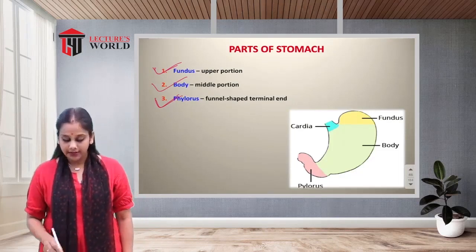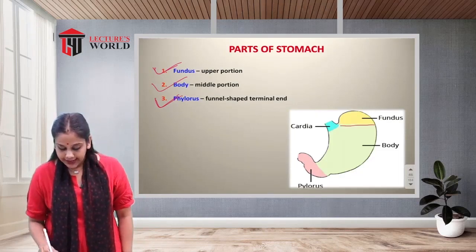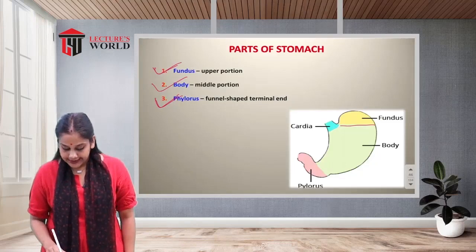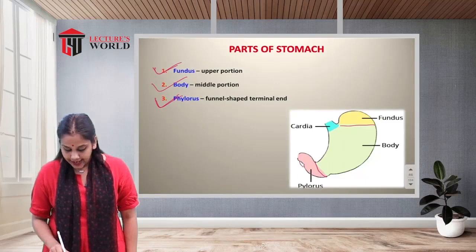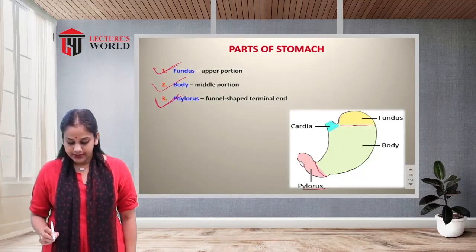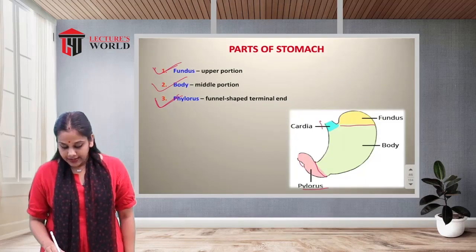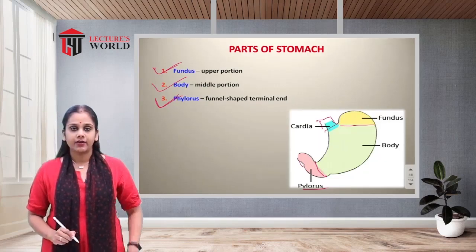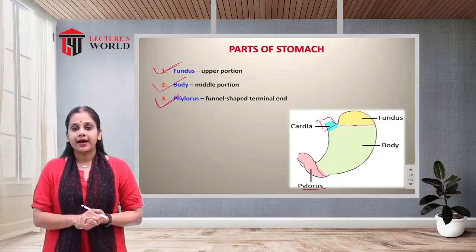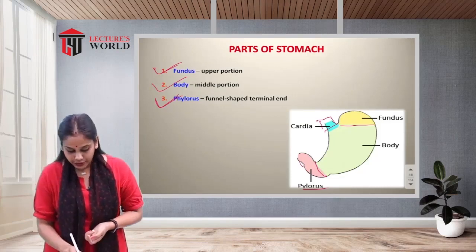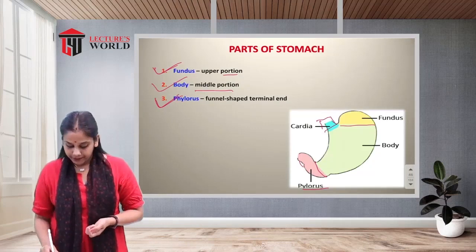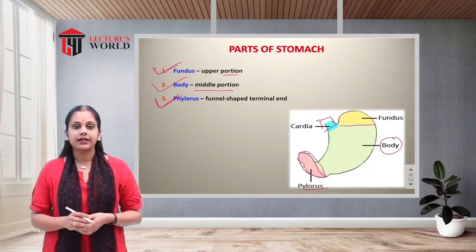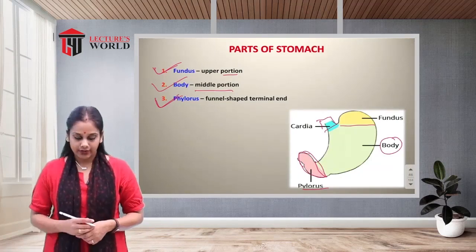You can see in the figure, the yellow area is the fundus. The green area is the middle portion, that is the body, and the last end portion is the pylorus. At the beginning there is the cardia. So there are 3 parts: the upper portion is the fundus, the middle portion is the body, and the last, a funnel-shaped terminal end, is the pylorus.